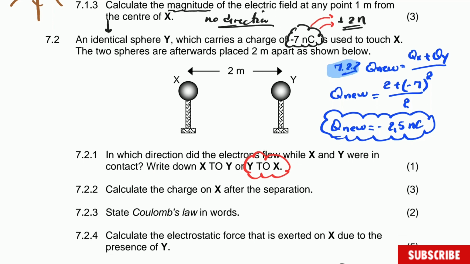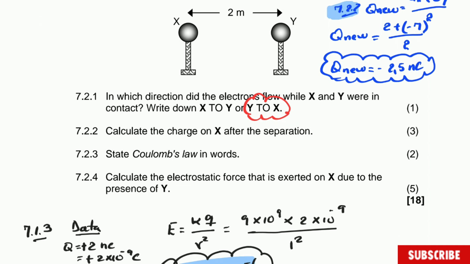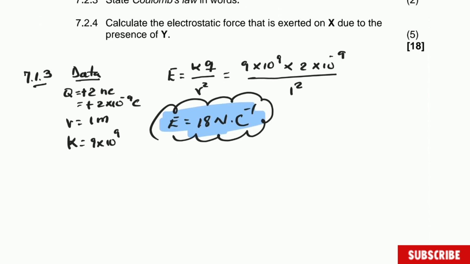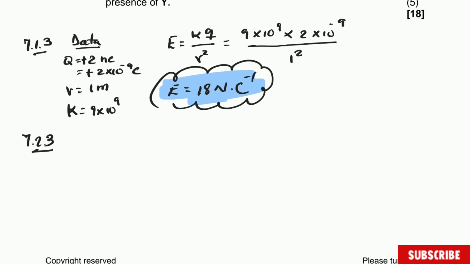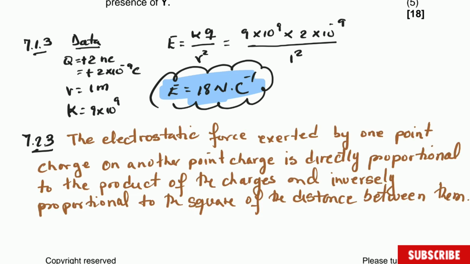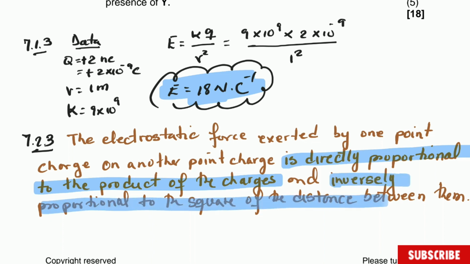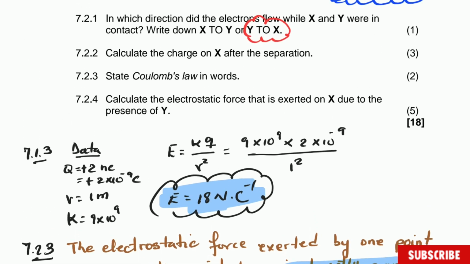Question 7.2.3, state Coulomb's law in words. And already we spoke about this one many times in other videos, so you can go and try and watch the videos. Coulomb's law states the electrostatic force exerted by one point charge on another point charge is directly proportional to the product of the charges and inversely proportional to the square of the distance between them. It's really, really simple. Let's go to question 7.2.4.